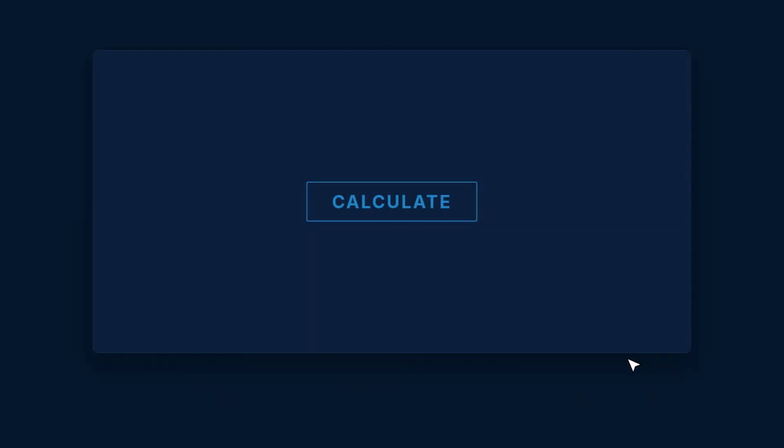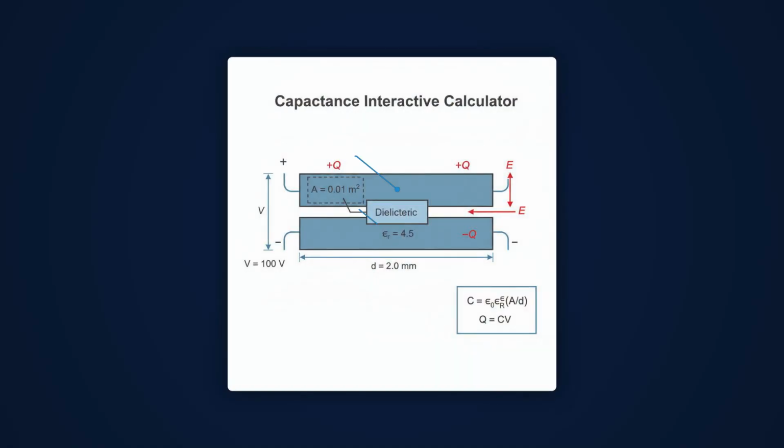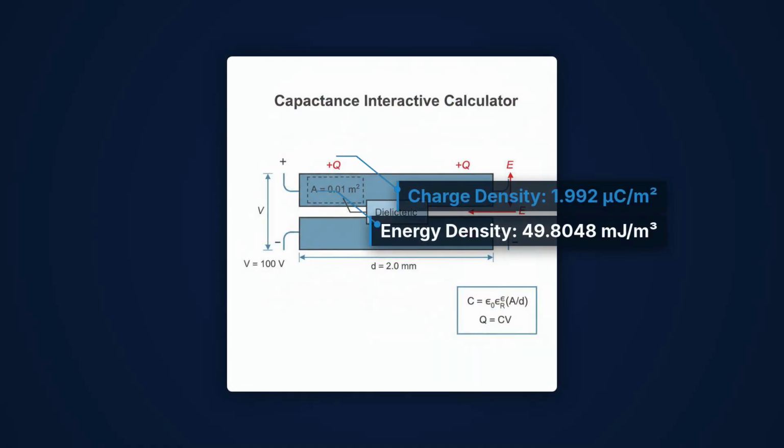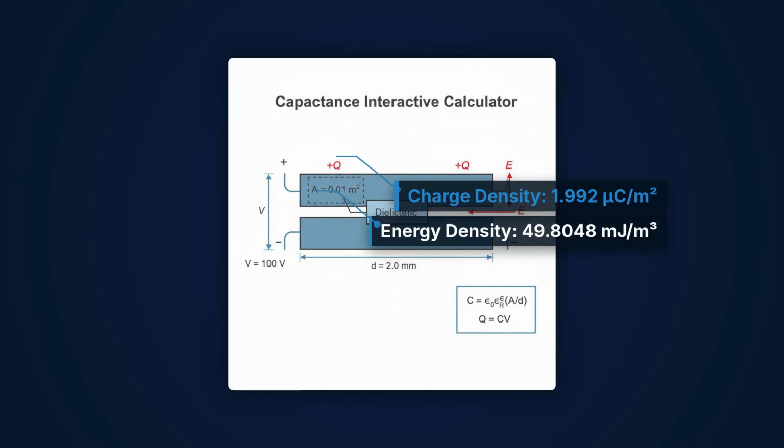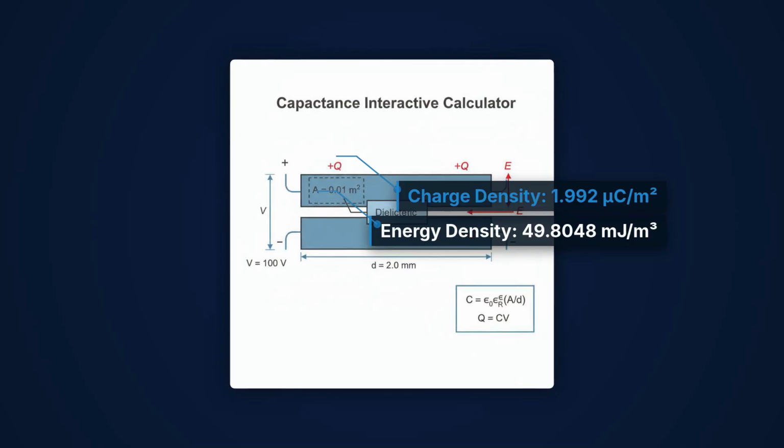After clicking Calculate, the results show a capacitance of 199.22 picofarads. The calculator also provides stored charge at 19.92 nanocoulombs, stored energy at 0.996 microjoules, electric field at 50.00 kilovolts per meter, charge density at 1.992 microcoulombs per square meter, and energy density at 49.8048 millijoules per cubic meter.